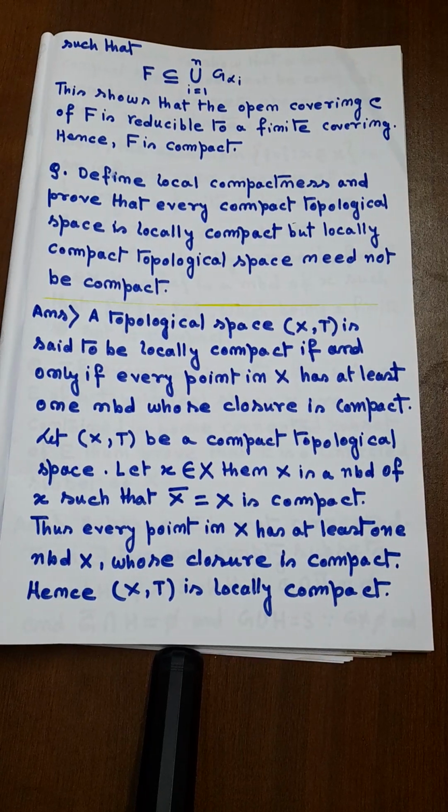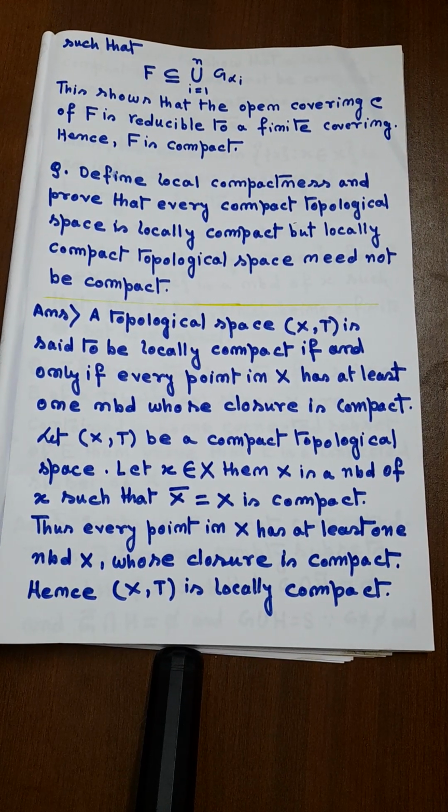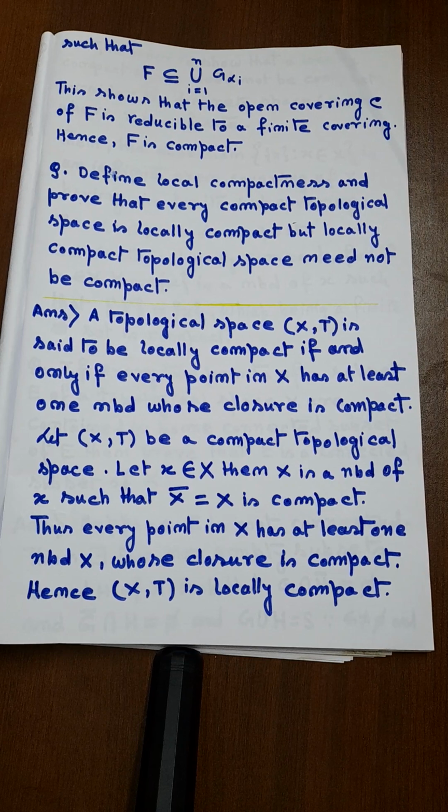Next question: define local compactness and prove that every compact topological space is locally compact, but a locally compact topological space need not be compact.